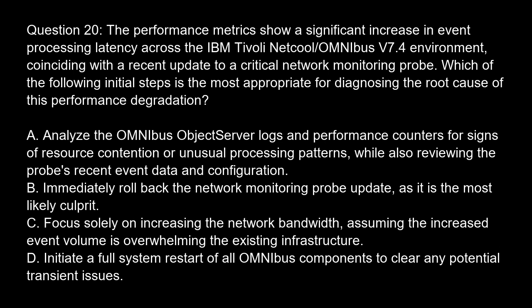Option A. Analyze the OMNIbus object server logs and performance counters for signs of resource contention or unusual processing patterns, while also reviewing the probe's recent event data and configuration. Option B. Immediately roll back the network monitoring probe update, as it is the most likely culprit. Option C. Focus solely on increasing the network bandwidth, assuming the increased event volume is overwhelming the existing infrastructure. Option D. Initiate a full system restart of all OMNIbus components to clear any potential transient issues.